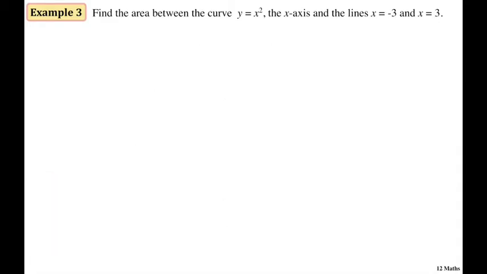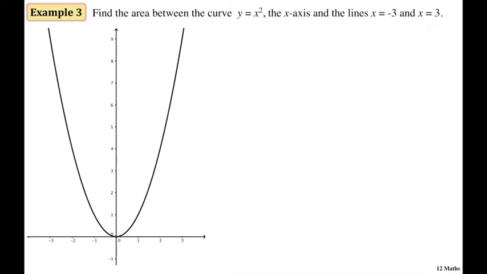Let's try example number 3. Let's find the area between the curve y equals x squared, that's our basic parabola, the x-axis, and x equals -3 and +3. Well, there's our basic parabola, and between -3 and +3, I can see the shaded area between the parabola and the x-axis. Now everything's above the x-axis, so I can do this as the integral from -3 through to 3.